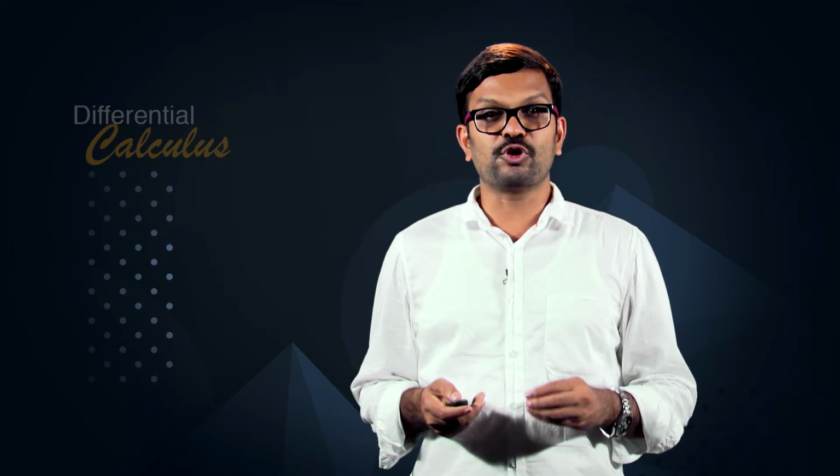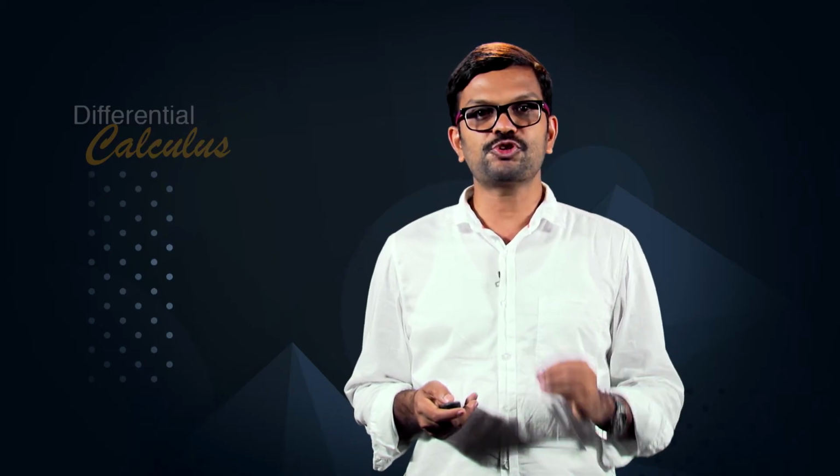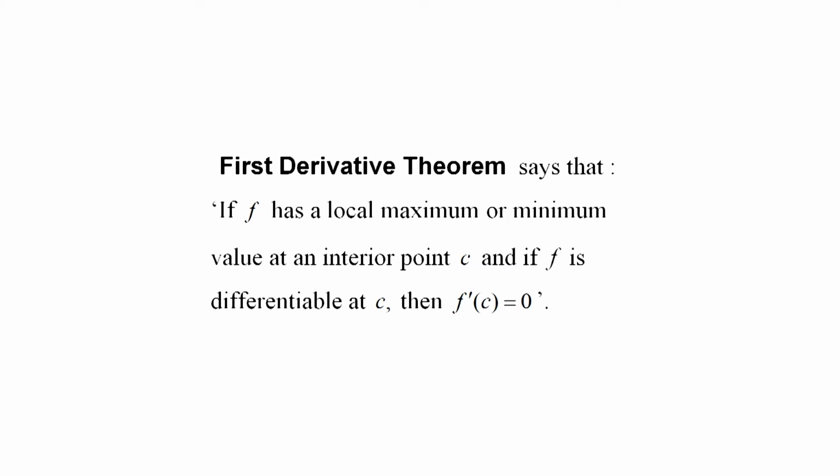The following theorem, known as the first derivative theorem, is useful in determining local extrema. The first derivative theorem says that if f has a local maximum or minimum value at an interior point c and if f is differentiable at c, then f dash of c equal to 0.